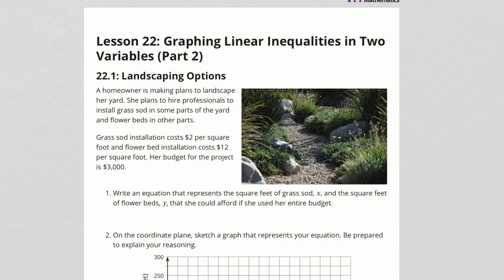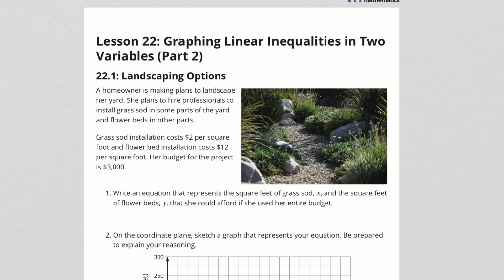All right, let's do lesson 22, graphing linear inequalities in two variables. This is part 2. So, landscaping options. A homeowner is making plans to landscape her yard. She plans to hire professionals to install grass sod in some parts of the yard and flower beds in other parts.